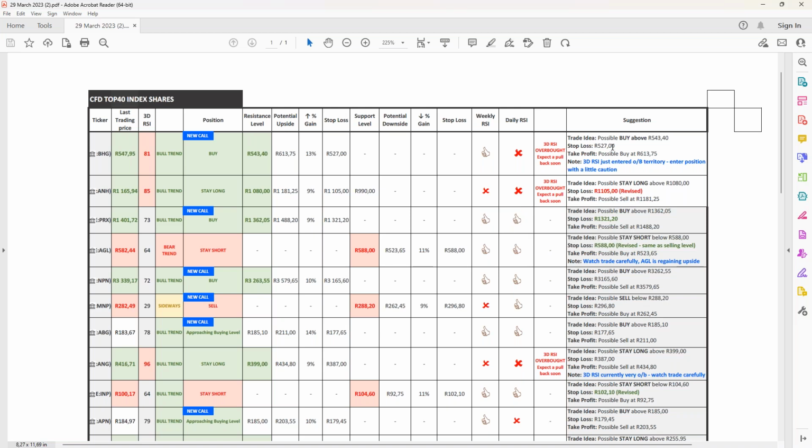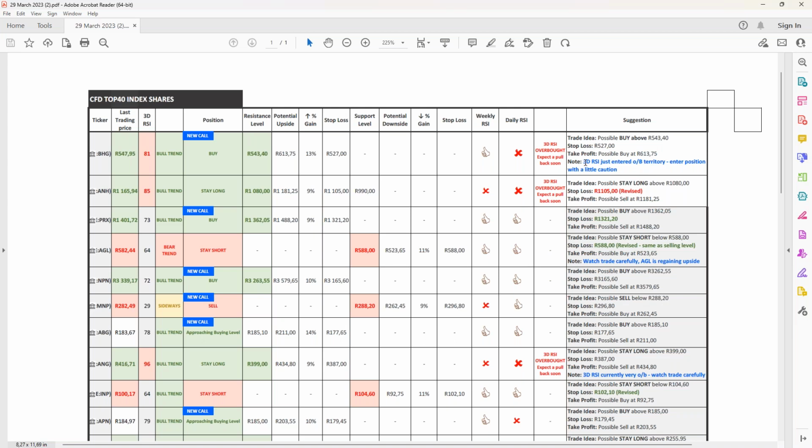Okay. Then underneath the suggestion, you've got your trade idea, so possible buy above 543.40. That's on BHG with your stop loss value. So basically, we take everything which is in the columns and we sum it up. So we'll tell you that you can buy it on that position, set your stop loss on that value, and then take profit on whatever value we give. In this case, take profit on 513.52. All right, with a note.